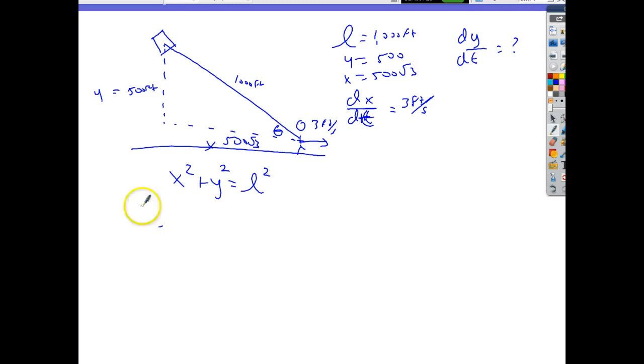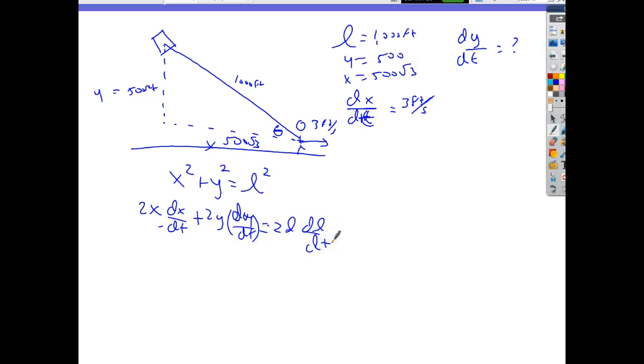So with respect to time, this becomes 2x dx/dt plus 2y dy/dt equals 2L dL/dt.